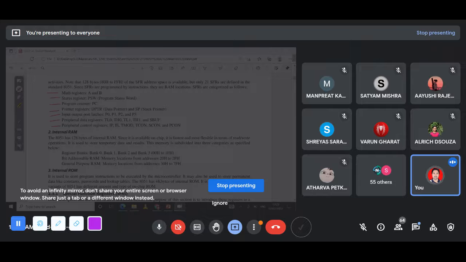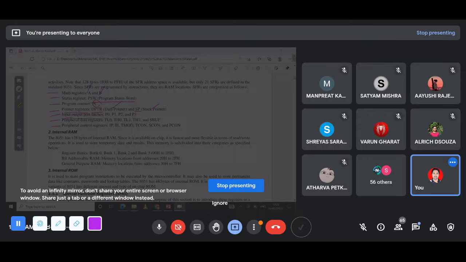Okay, so the math register contains the A register and B register. The status register contains PSW, that is the program status word. The program counter contains PC as a special function register. Your pointer register contains DPTR as well as SP. DPTR stands for data pointer and SP stands for stack pointer. So under the pointer register, you have two special function registers, DPTR and SP.